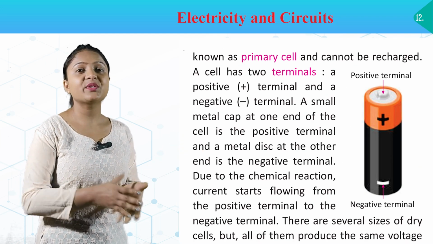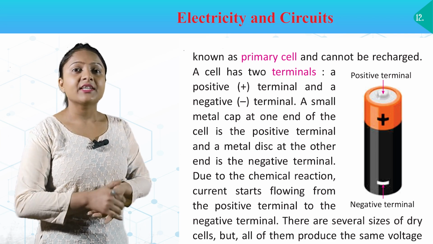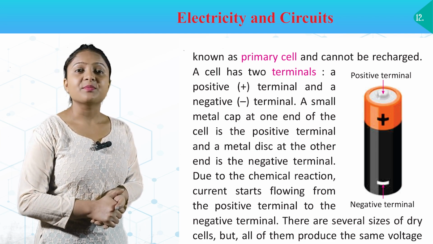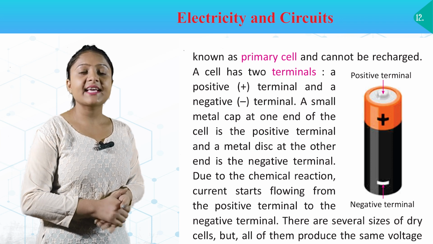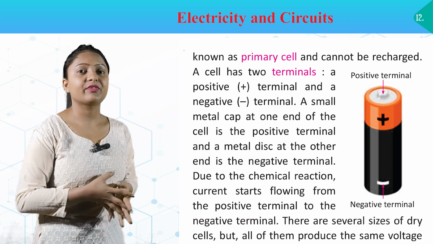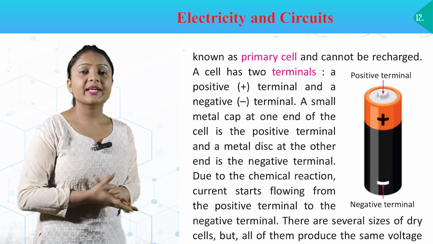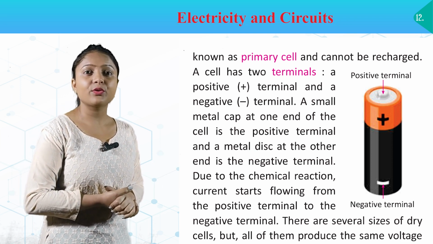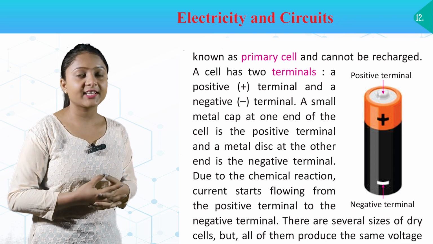A cell has two terminals, a positive terminal and a negative terminal. A small metal cap at one end of the cell is the positive terminal and a metal disc at the other end is the negative terminal. Due to the chemical reaction, current starts flowing from the positive terminal to the negative terminal.